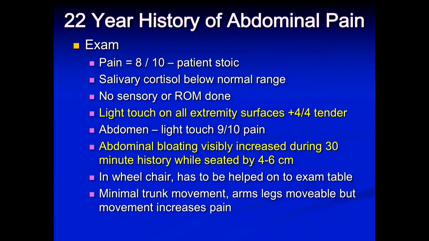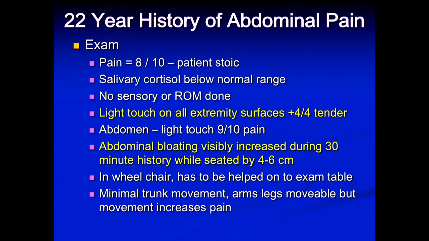Arm and leg movement. If she moved her arms and legs, she got weak and faint, and her body pain went crazy. So the exam was pretty minimal because you couldn't touch her. Pain was an 8 out of 10. She's very stoic. You know, some people say, oh yeah, I'm a 9, and they're smiling and happy. And she's sitting there focusing, but her pain was realistically an 8. She was not dramatic. She had no exaggerated pain behavior.